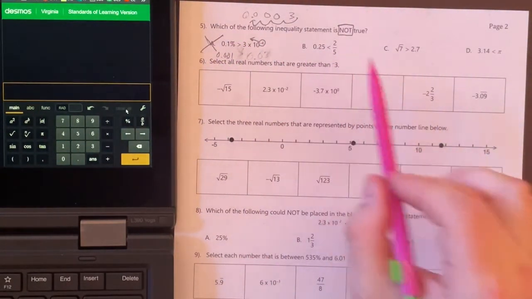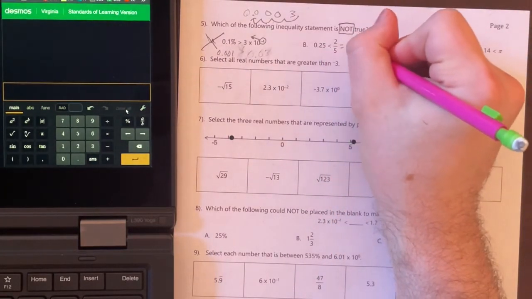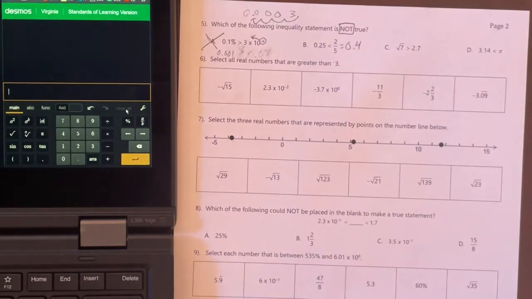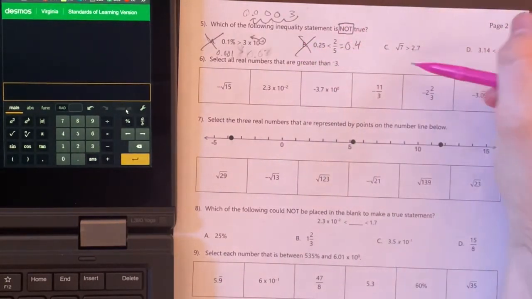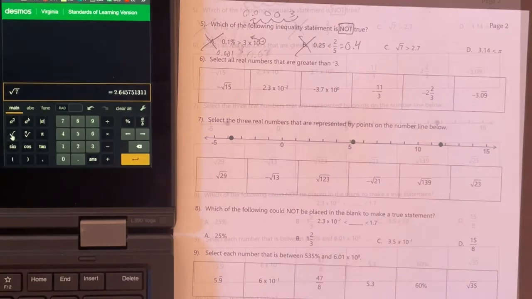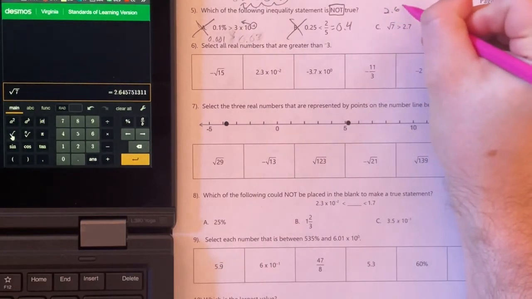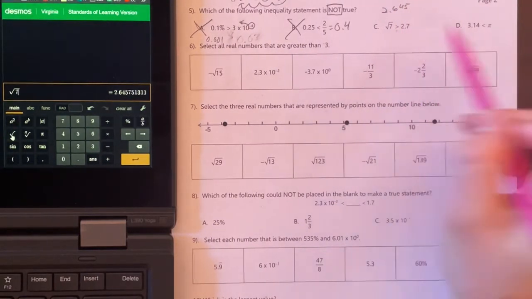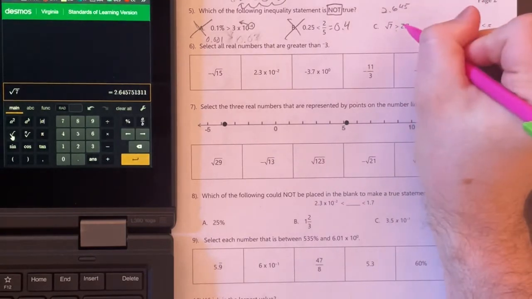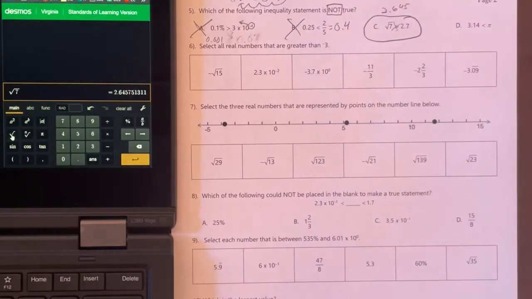What about the next one? We have 0.25, and 2 over 5 is 0.4. Is that a true statement? It is. For square root of 7, what do we have? With that square root of 7, we can say that's 2.645. So this is 2.645, which is not greater than 2.7. So we're going to say, hey, this is the one that's false, which is what we are looking for. Again, we were looking for something that was not true.